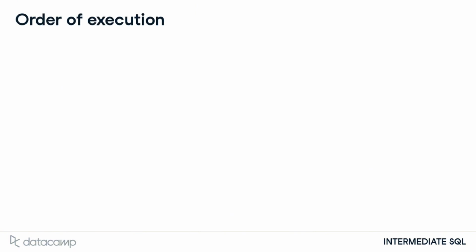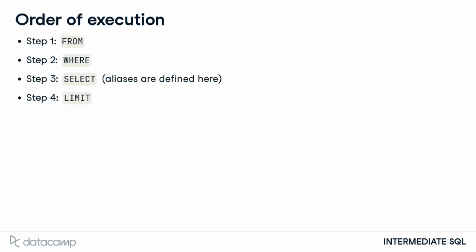Let's explore how using an alias fits into the SQL execution order. Here is a reminder of the order of execution we know so far. SQL will process the from statement first, followed by the where clause, then the select statement, and finally limit.